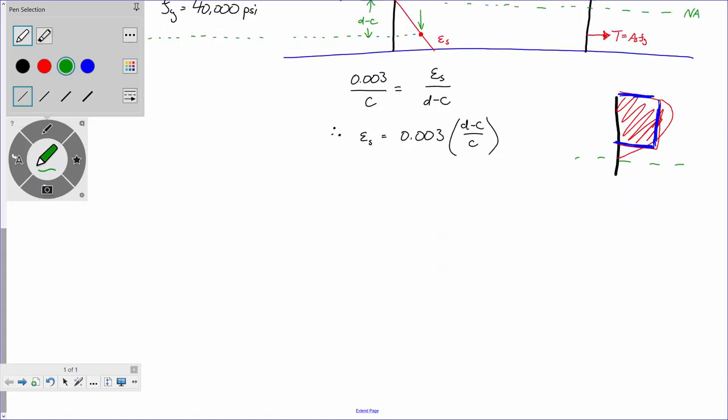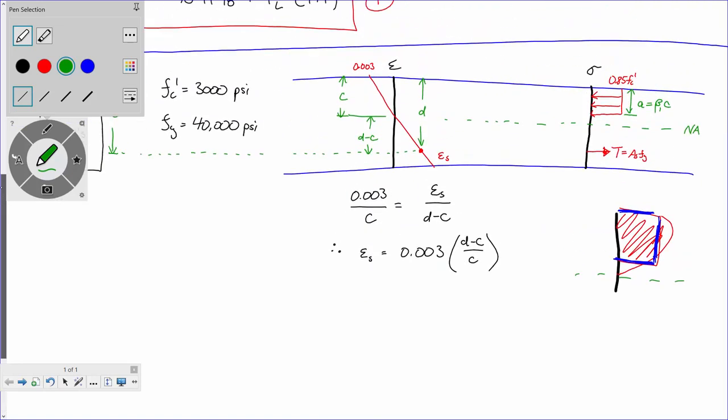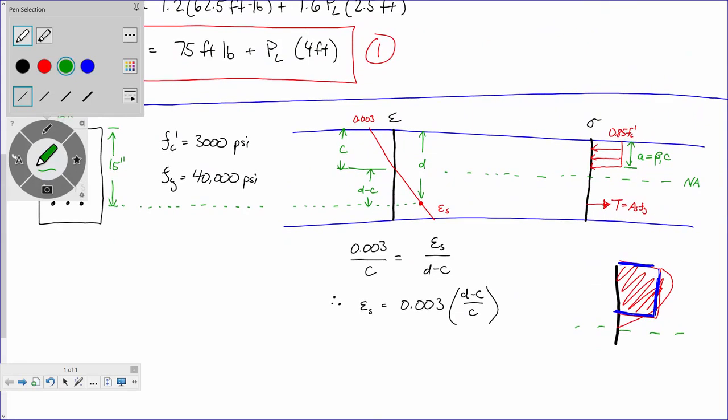Let me extend this. No, that's supposed to be a. Here, I can rewrite it a little bit. So a equals beta 1 c. Fair statement? Fair statement? All right.